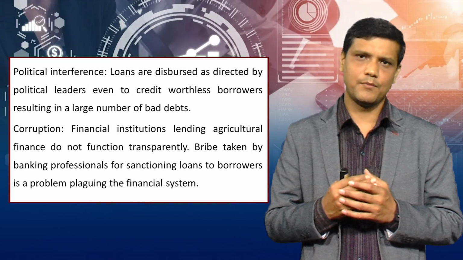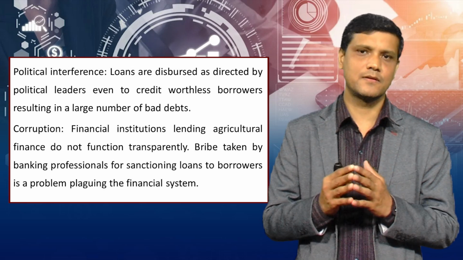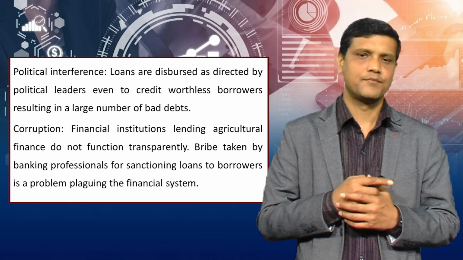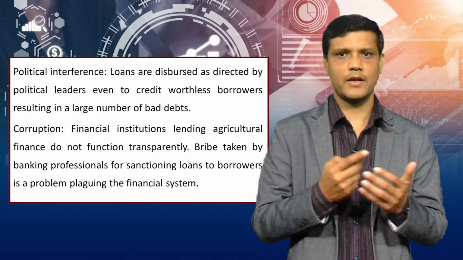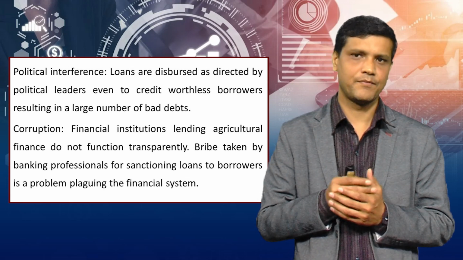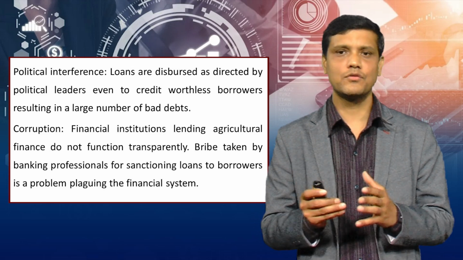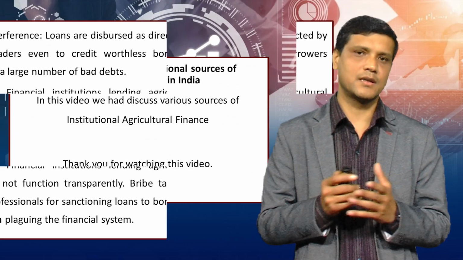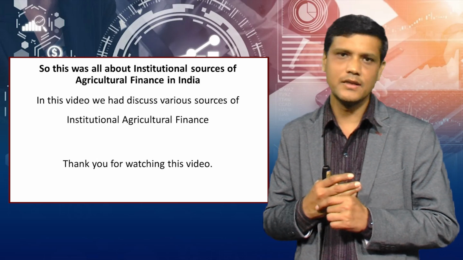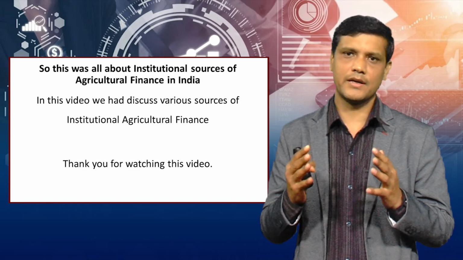The next problem is political interference, that is, loans are disbursed as directed by political leaders even to credit-unworthy borrowers, resulting in a large number of bad debts. Then there is corruption. Financial institutions lending agricultural finance do not function transparently. Bribes taken by banking professionals for sanctioning loans to the borrowers are a problem in the system. So this was all about institutional sources of agricultural finance in India. In this video, we discussed various sources of institutional agricultural finance.